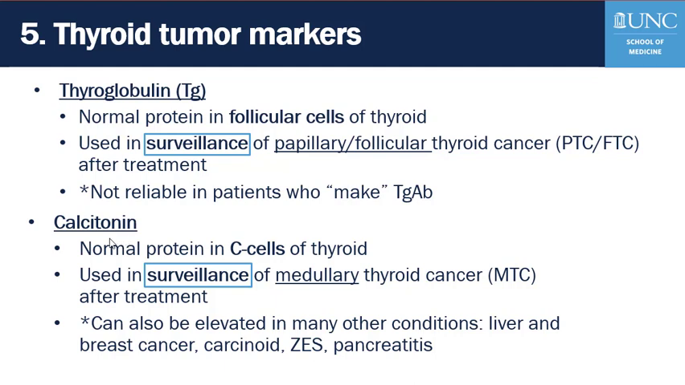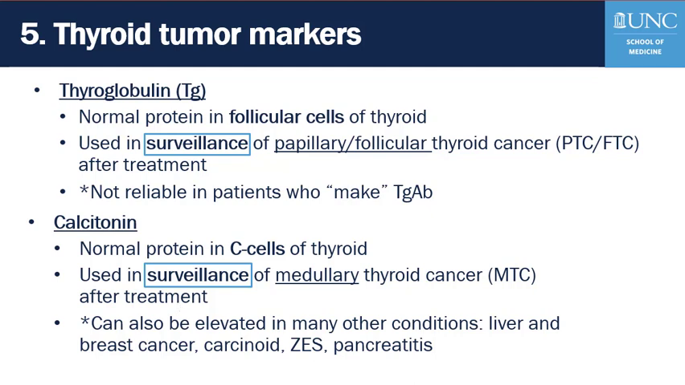And calcitonin is also a normal protein found in all individuals because it's produced in the C cells of the thyroid. But it too can be used as a surveillance marker, this time in patients with medullary thyroid cancer, or MTC, which is a less common thyroid cancer, after it's been treated with thyroidectomy and other modalities. A low or undetectable calcitonin suggests that the disease is in remission, and a high or rising calcitonin suggests that there are some leftover tumor cells.